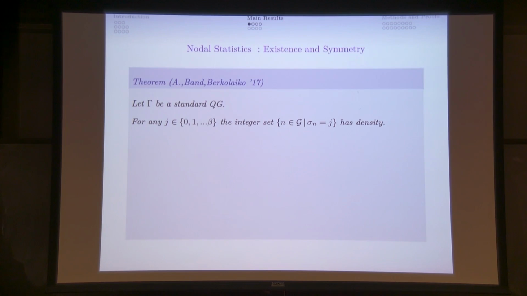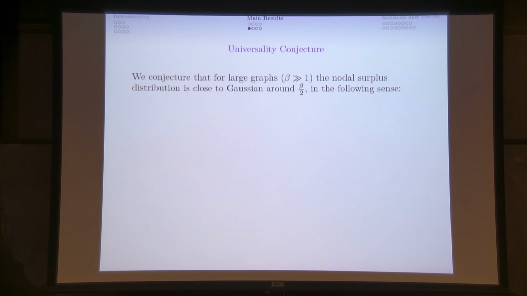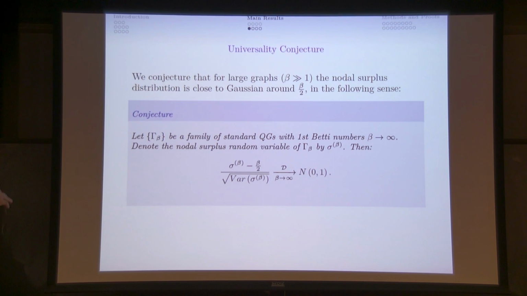Here, so we saw these examples. And this leads me to the following conjecture: we believe that if the graph is large enough, with beta much larger than 1, then the nodal surplus distribution would be kind of Gaussian around beta over 2. In the following sense: take a family of standard quantum graphs with first Betti numbers growing to infinity. In the conjecture we don't assume anything about those graphs, just rationally independent edge lengths, whatever topology, whatever edge lengths you want, just such that the Betti numbers go to infinity. Then the normalized nodal count distribution would converge to a Gaussian distribution, convergence in distribution as beta goes to infinity. So it looks like a central limit theorem, only we don't have here a sum of random variables.